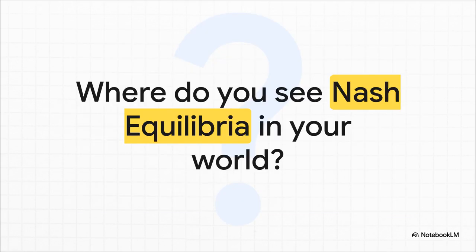So, I'll leave you with a challenge. Now that you've got this idea in your head, this stable point built on everyone making their best move, where do you see it playing out in your own world? Think about it. Is it the 2 gas stations on opposite corners always matching each other's prices? Is it you and your roommates deciding who does the dishes? Once you start looking for it, you'll be amazed. You'll start to see these little strategic games, these hidden equilibria, absolutely everywhere.